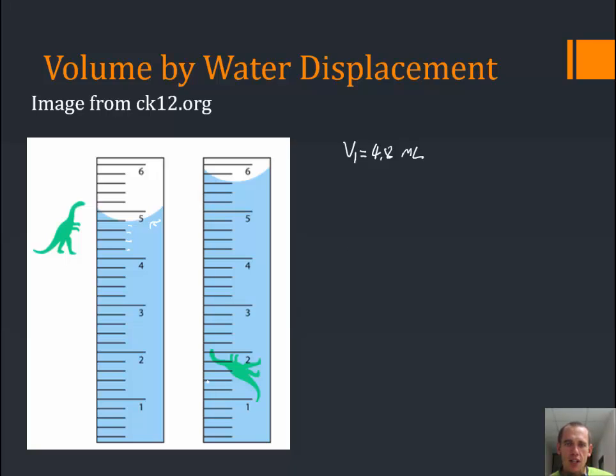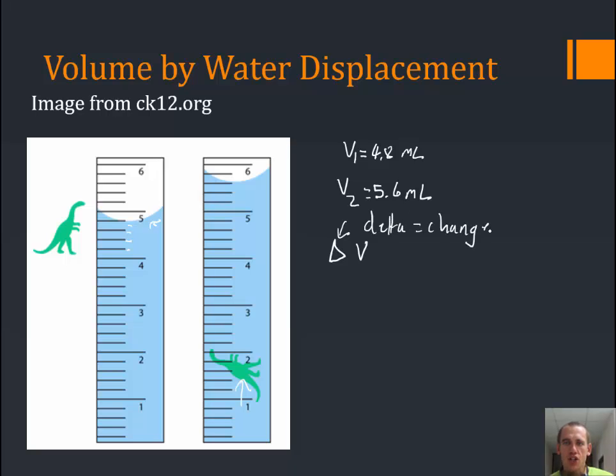And then we drop in our object. Here's our little dinosaur dropped in, and the water level went up to 5.6. So I had a second volume, or V2, of 5.6 milliliters. Now what I'm interested in is the difference, or the change in volume. That's a Greek letter. It looks like a triangle. It's a delta, and it means change in.